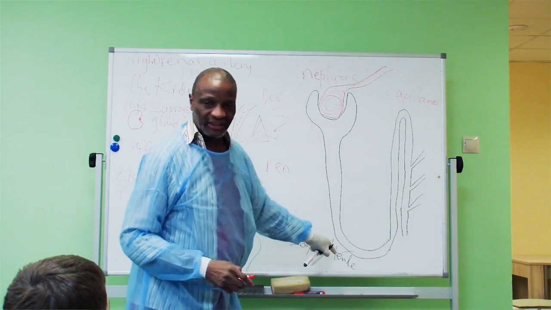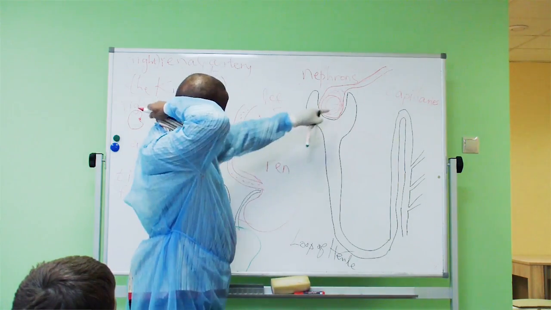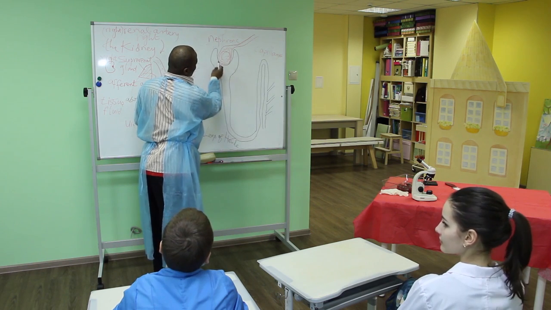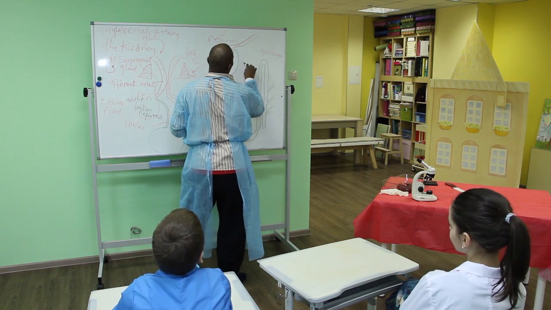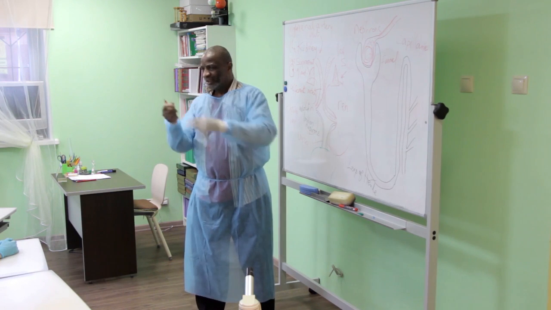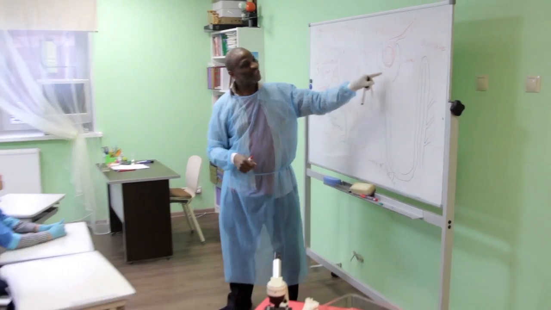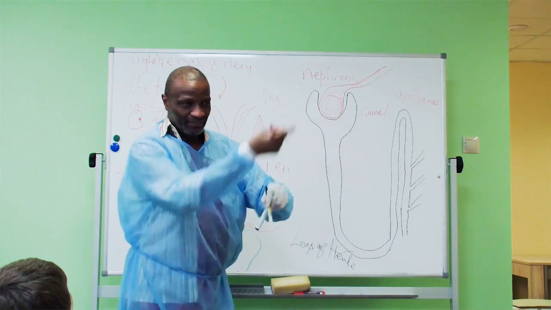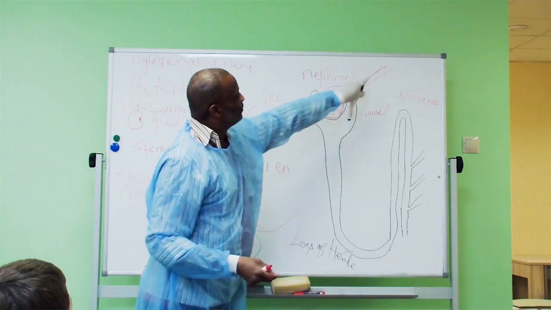This loop of Henle is very important because a lot of things are done here. First, blood comes here, then over here, you see it looks like a funnel. You know funnel? How do you call funnel in Russian? Leika. Yes, this looks like a leika. Like you want to put petrol in your car, you get something like a bottle and cut it.